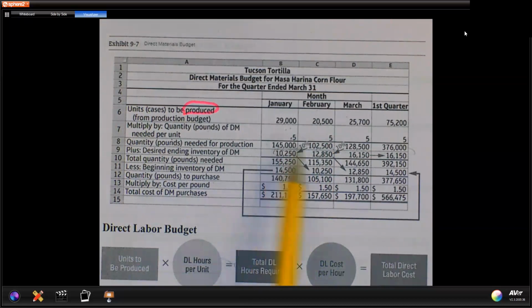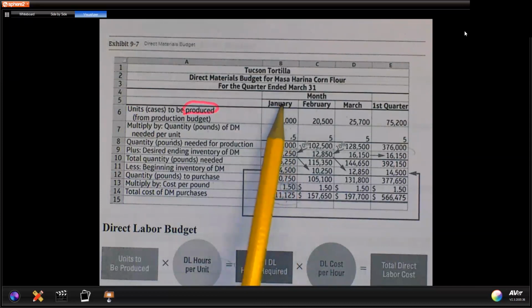And then beginning inventory, we basically said is 10% of this month's pounds of direct material. So 10% will be 14,500 pounds. So you totally need these pounds, and you already have that as your beginning inventory. So you need to purchase 140,750 pounds. And each pound costs $1.50. So totally you have to spend $211,125 for the direct material in January.